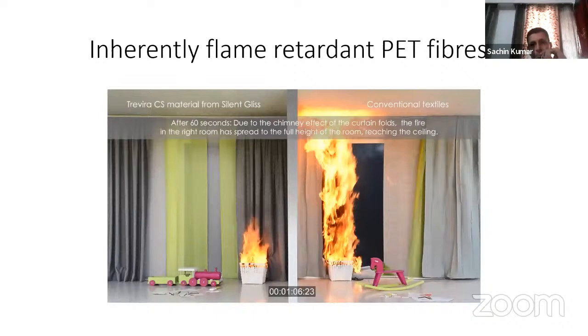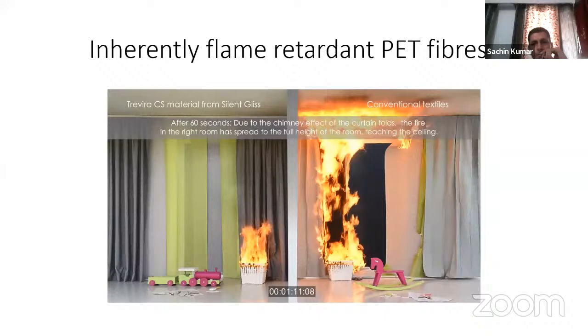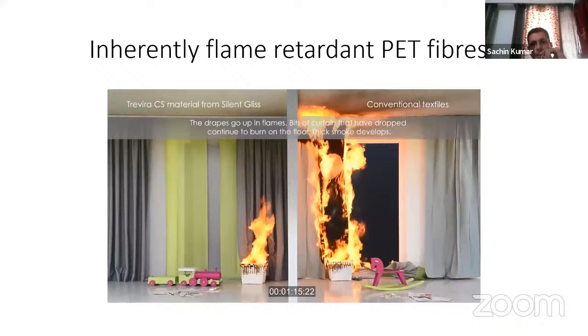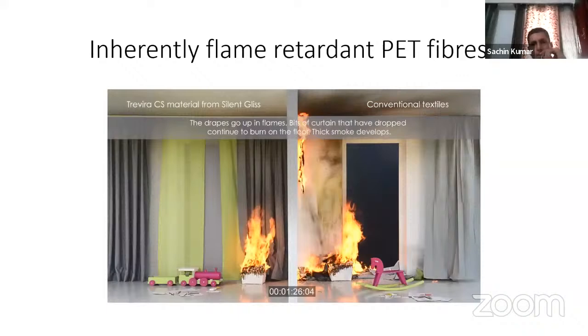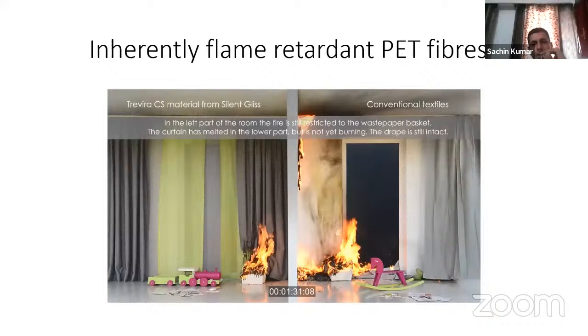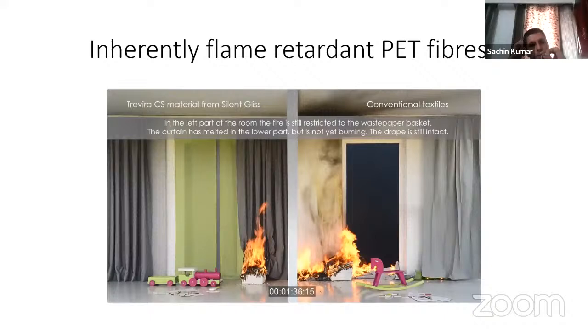Generally, halogen-based compounds are used for making this. During the melt spinning process, we introduce these compounds. So you can see the difference. Within a minute, the normal one is totally burned, but the special or inherently flame retardant material does not catch fire. It is slightly burned, but the fire is not spread.